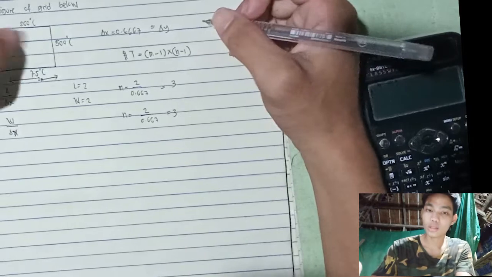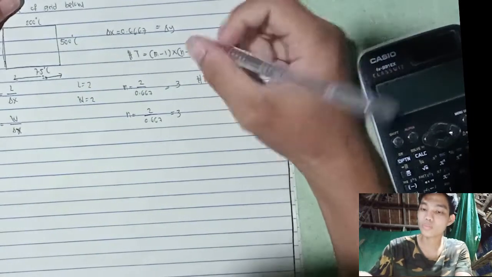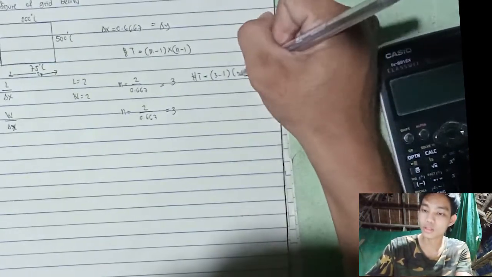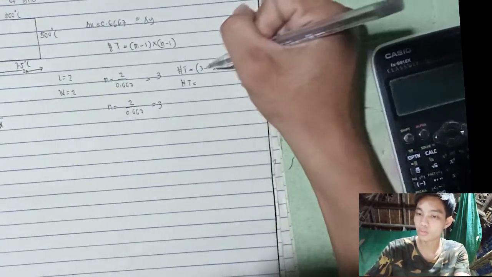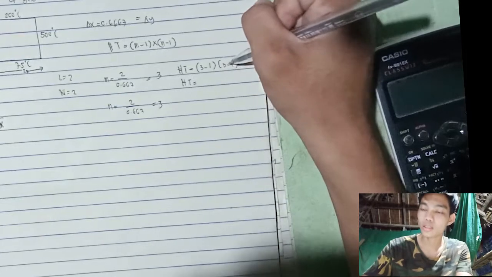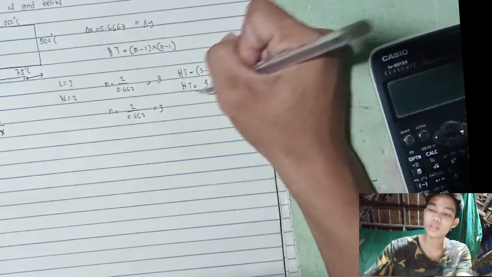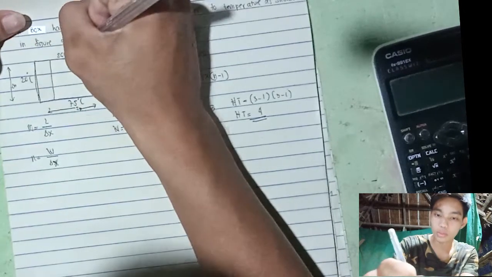So makukuha na natin yung number of temperatures to be determined inside the box. So, we have number of temperatures. This will be equal to m, which is 3 minus 1, times n, which is 3 minus 1. So, number of temperatures to be determined is 3 minus 1 is 2, times 3 minus 1 is 2. So, 2 times 2 which is 4. So, the number of unknowns to be determined is 4. So, kailangan natin makabuo ng 4 equations inside the box.